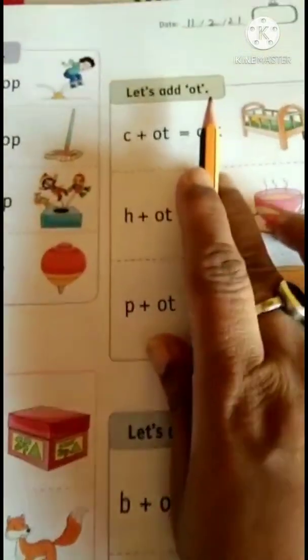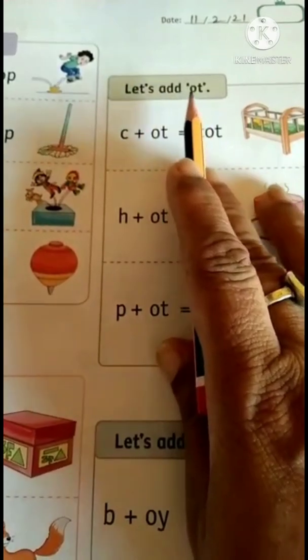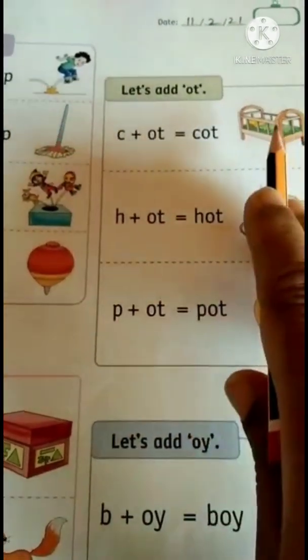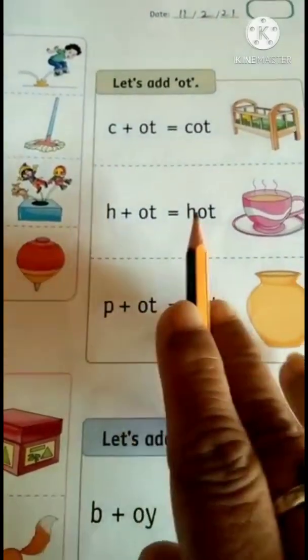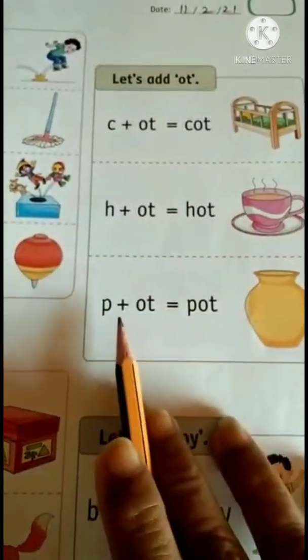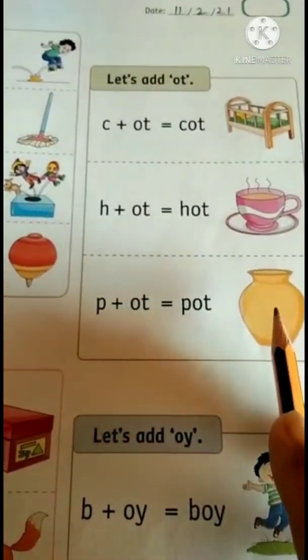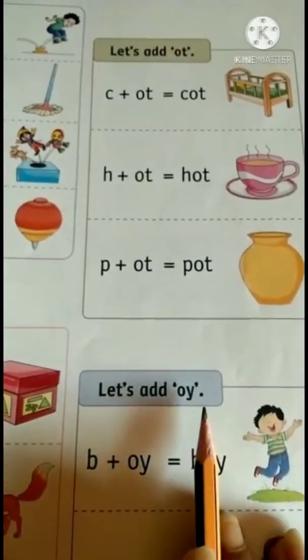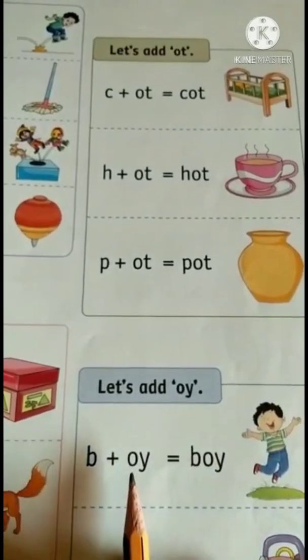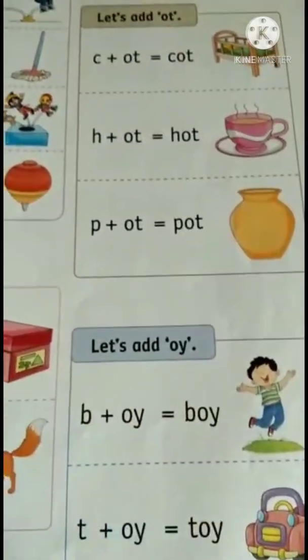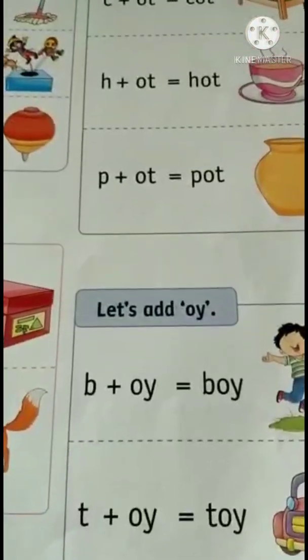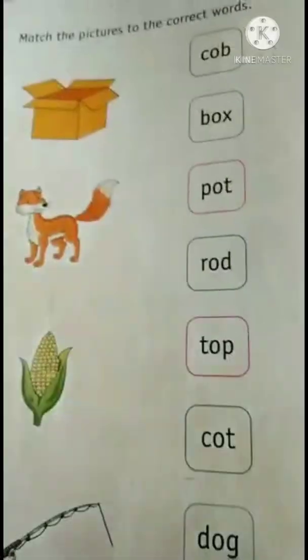Let's add OT. Ut. T, ut, cut. H, ut, hut. P, ut, pot. Let's add OY. Oi. B, oi, boy. T, oi, toy. Okay, now please turn the page.